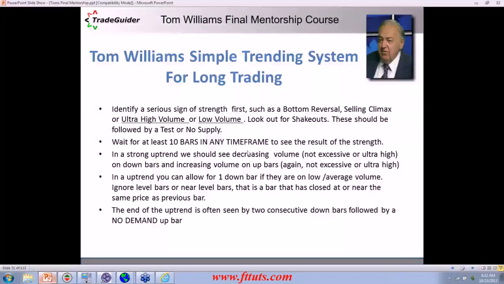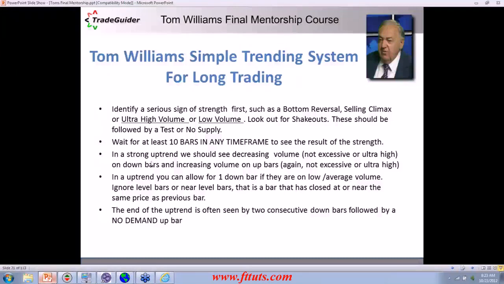Now that saved me this morning, because I wasn't going to try and take a long trade. And in fact, we didn't see a result within 10 bars. We didn't even see it within 25 bars. So we didn't see the result of where that weakness came in. So always look to see if the market changes behavior.